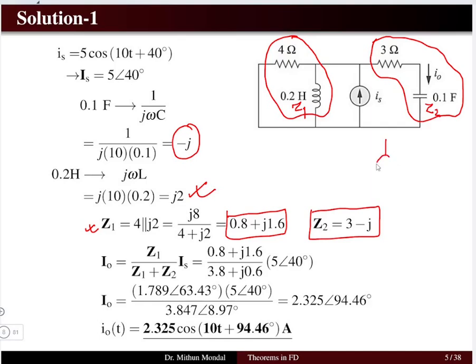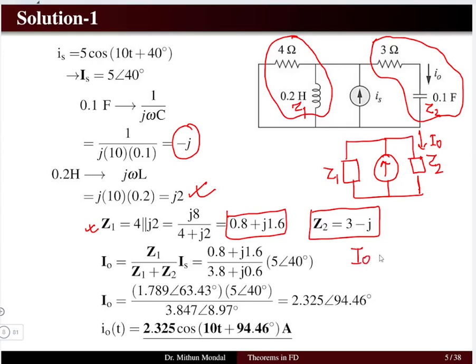Now the circuit that we have is a current source, the impedance Z1, and another impedance, Z2. So Z1 and Z2 are in parallel with the current source. We have to find the current which is flowing through Z2. Now we can apply the current division rule. So what does the current division rule say?